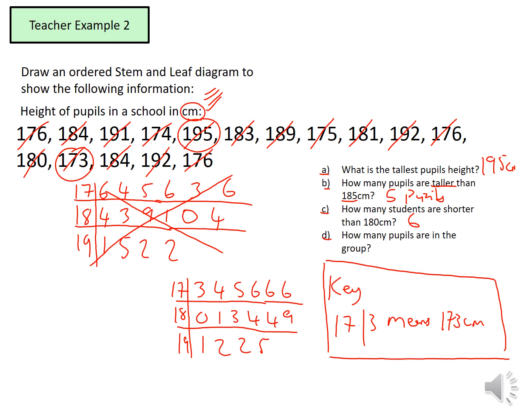Last question, how many pupils are there in the group? I just count my information. So I've got 1, 2, 3, 4, 5, 6, 7, 8, 9, 10, 11, 12, 13, 14, 15, 16. So there are 16 pupils in the group altogether.